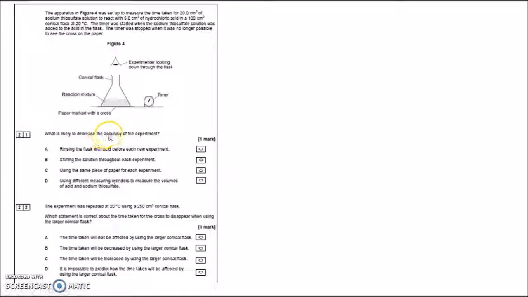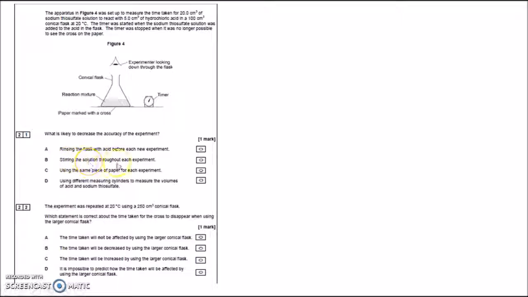So what's likely to decrease the accuracy of the experiment? What's going to be a poor idea? If you rinse the flask with acid before each experiment, then some acid is going to be lining the flask, and therefore you're going to get the incorrect volume of acid. You're going to get too much acid in the flask, and each time you rinse it you might get a different amount of acid lining the flask. A is really a poor idea, so that looks to be the answer. Decrease the accuracy of the experiment.